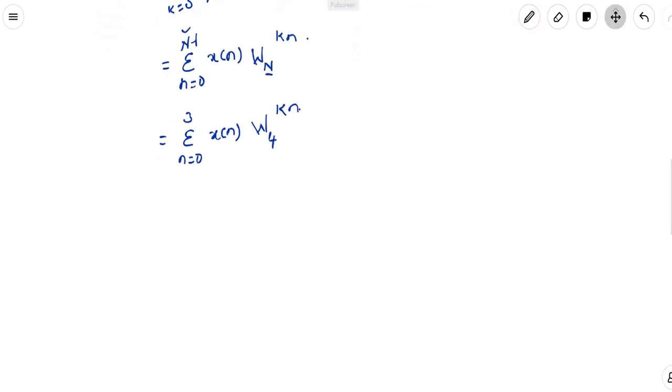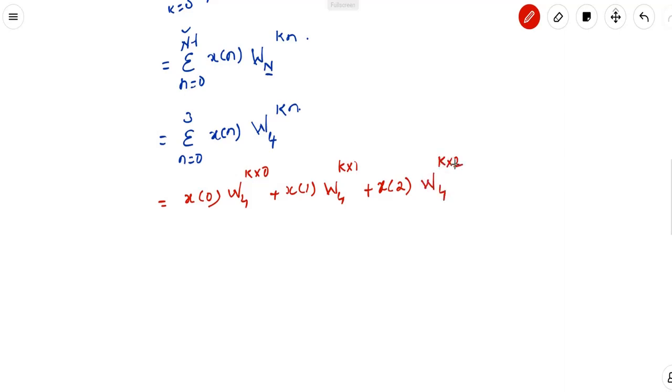The next step is to expand this equation. If I expand it, when n is equal to 0 it becomes x of 0 into omega 4 of k into 0, plus when n is equal to 1, this becomes x of 1 into omega 4 of k into 1. Plus when n is equal to 2, x of 2 into omega 4 of k into 2. And the last value, when n is equal to 3, becomes x of 3 into omega 4 of k into 3.